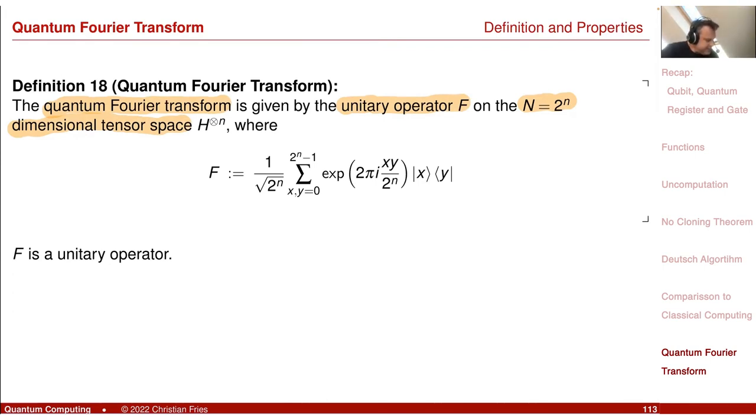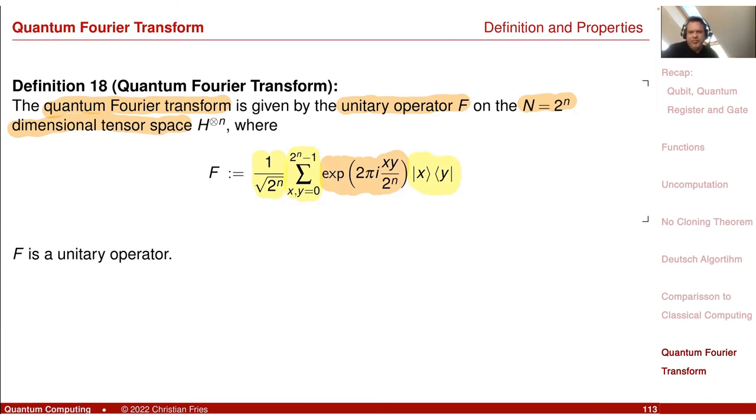So it's e to the 2 pi i x times y, this is now my k times n, divided by capital N, this is my 2 to the power of n. And then which guy is mapped to which guy? Well, state y is mapped to state x. So you recall that this notation means that I map the basis state y to the basis state x. And this is the sum over all elements x and y that form my basis in my tensor space with some norming constant. But this is a unitary operator.